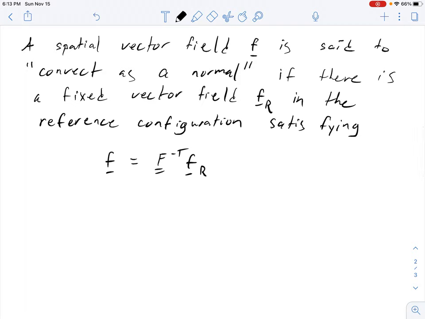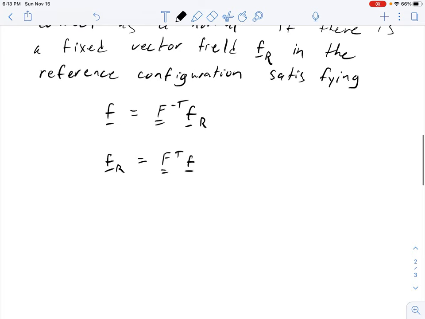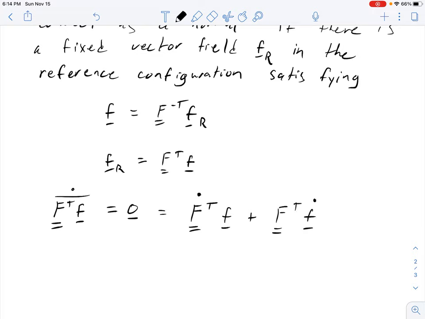And since F transpose and F inverse transpose are invertible, that would mean that f_R is equal to F transpose f. All right, well, f_R is fixed, so it doesn't vary in time. So that means that the time derivative of this has to be zero. So F transpose f, whole thing time derivative, is equal to vector zero. And that is equal to the time derivative of F transpose, which is also the transpose of the time derivative, f plus F transpose f dot.